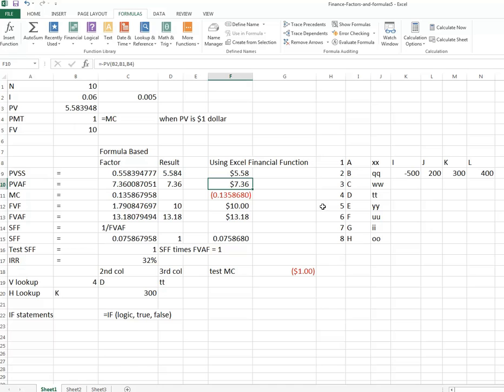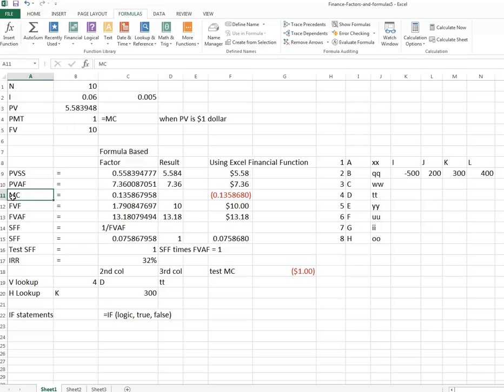Now why would I use a function in one case and a formula in another case? You can use the functions. It's just important that you know where they came from. And in case you ever want to change anything, you'll understand better how to change it. But you can actually use either one.